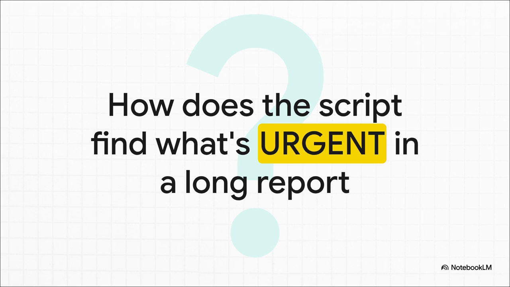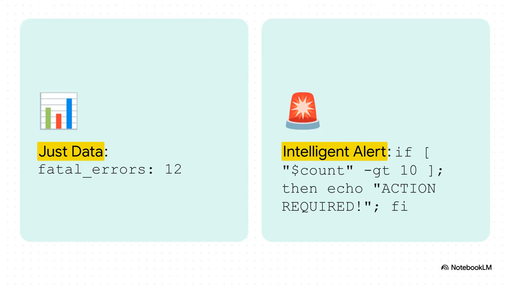Okay, our script is fast and it's flexible. But now it just spits out a giant wall of text. It's a huge report and we still have to read through the whole thing to find what's actually important. We need the script to do that for us. We need it to tell us what's urgent. And we do that by giving our script the power to make decisions. We use conditionals, or simple if statements. We can literally tell the script, hey, if you find that the number of fatal errors is more than 10, then I want you to shout action required at me. Now, it's not just a data cruncher, it's an intelligent alert system.